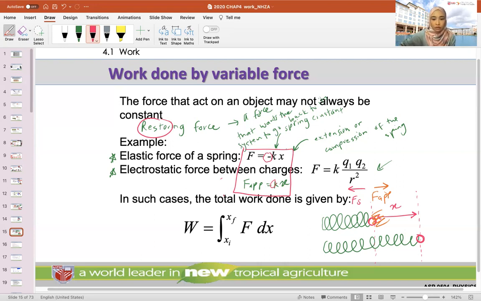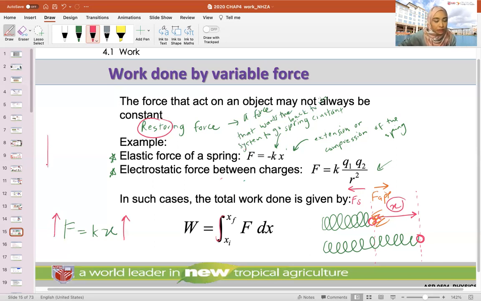Okay? So the work done of the force, the work done of the elastic force or the applied force, is given by integration. Because why? The force is not going to be constant. The further, how do I say this? Look at the equation again. So F is equal to Kx, right? So the further away your displacement is, the bigger your F.